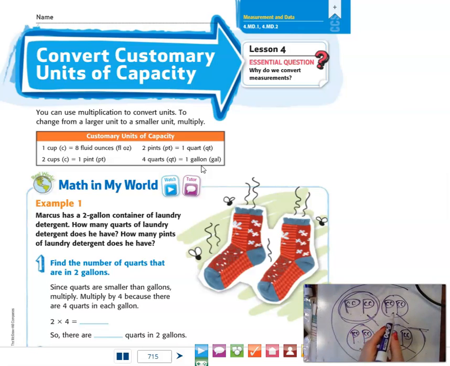So if I'm converting from cups to quarts, I can see there's 4 cups in a quart. If I'm converting cups to pints, I can see there's 2 cups in a pint. If I'm converting cups to gallons, then I'm going to count all the C's in this: 1, 2, 3, 4, 5, 6, 7, 8, 9, 10, 11, 12, 13, 14, 15, 16. So there's 16 cups in a gallon.